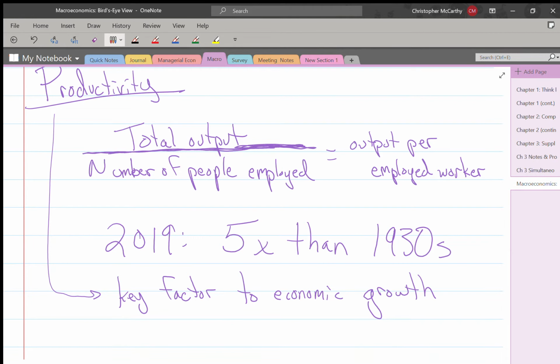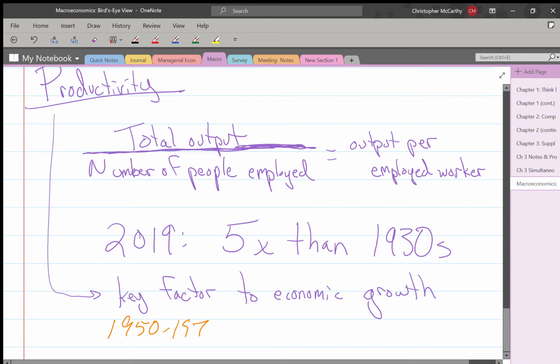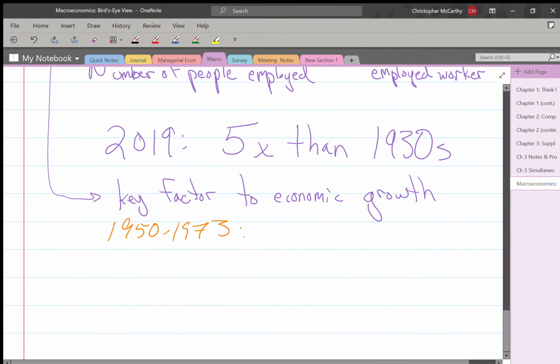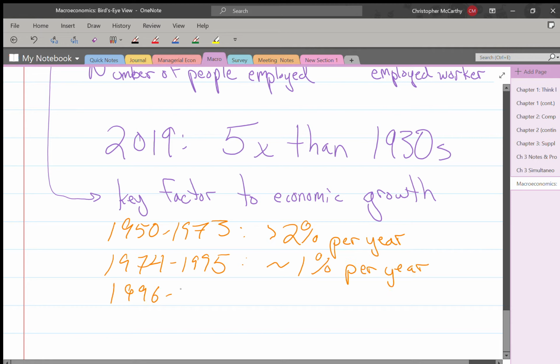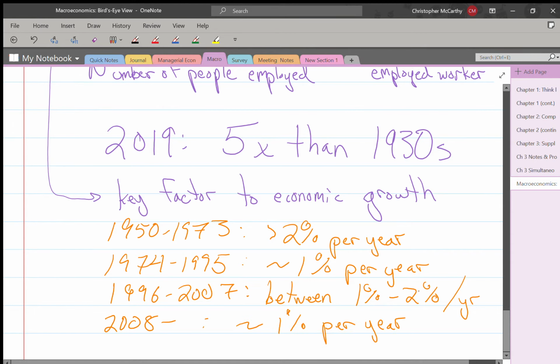And we've had some different phases of productivity over the years. So in 1950 to 1973, these were kind of the boom times where we had productivity increases of more than 2% per year. And then 1974 to 1995, we saw a slowdown, and it was closer to about 1% per year. Then we had a pickup between 1996 and 2007 because of computers and the internet and all the productivity gains there. And so this one was between 1% and 2% per year. And lately, we've been hovering around 1% again. Which isn't bad, but it really puts a limit on how much economic growth, how much productivity, or how much standard of living growth we can enjoy.